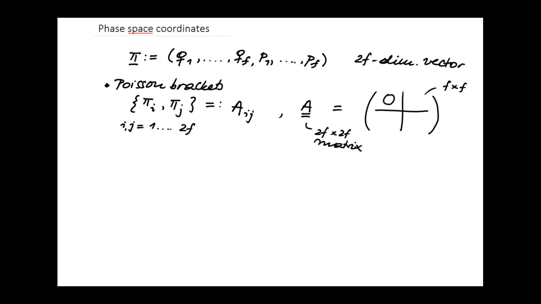Likewise, in the bottom right, you have all the Poisson brackets between the different p's, because the components pi_{f+1} and higher up to pi_{2f}, that's what you have on the bottom right. These are all the p's, and the Poisson brackets of the p's amongst themselves all vanish. So this is also 0.